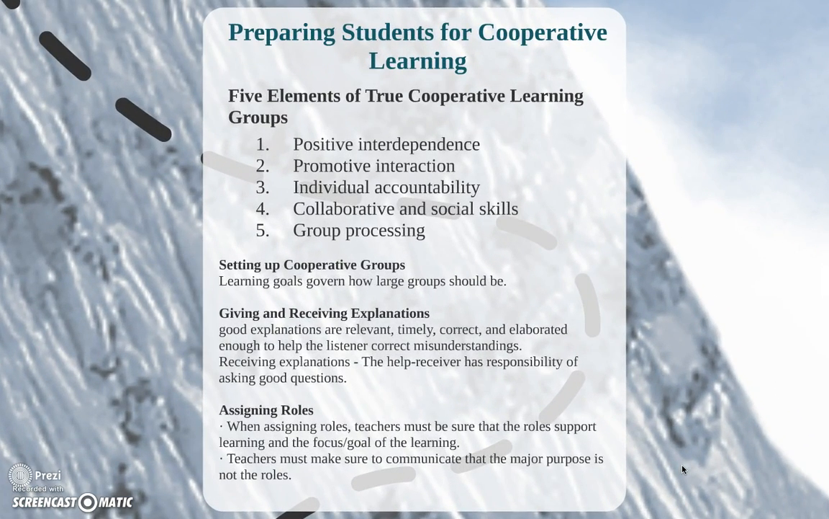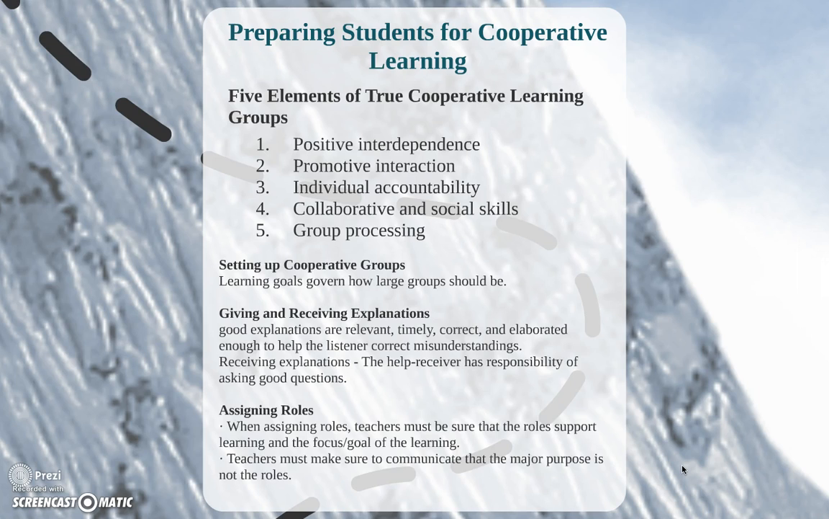Now we're going to look at preparing students for cooperative learning. There are 5 elements for cooperative learning groups. The first is positive interdependence. The second is promotive interaction. The third is individual accountability. The fourth is collaborative and social skills. And the fifth is group processing.